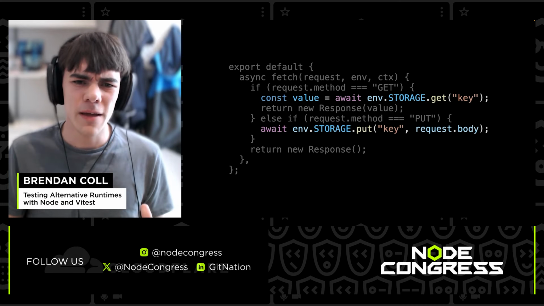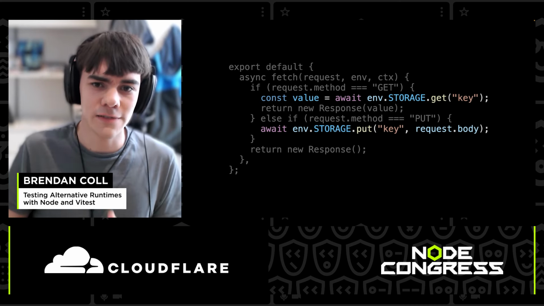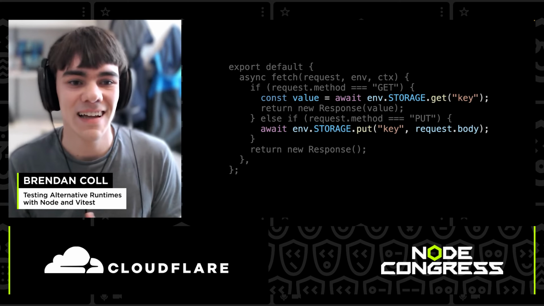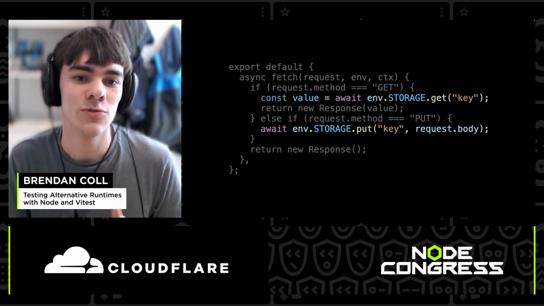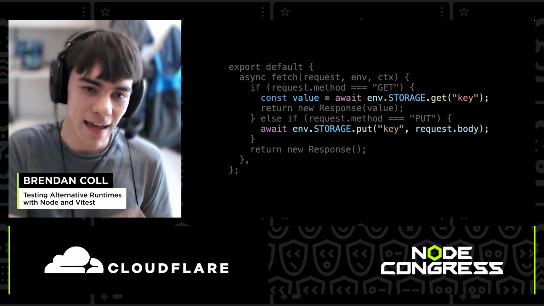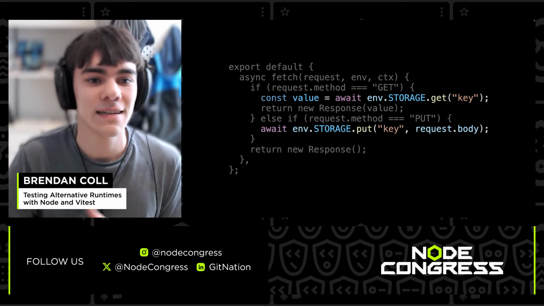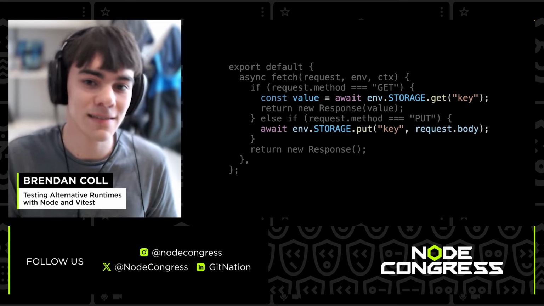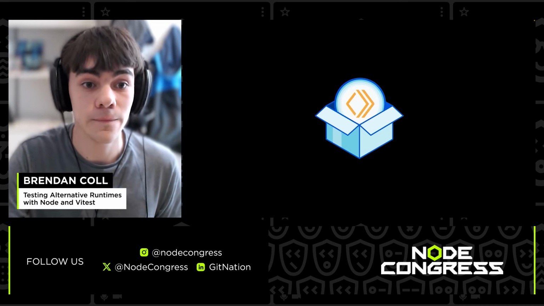In addition to standard web APIs, we also provide runtime APIs for accessing the rest of the Cloudflare developer platform. For example, accessing key value storage. Here, storage is a binding to a worker's KV namespace. We can get, put, delete, and list values as you'd expect, and there are other types of bindings too, so things like blob stores, SQLite databases, and other workers as well.